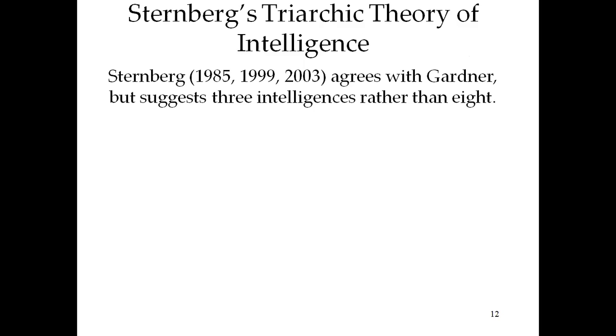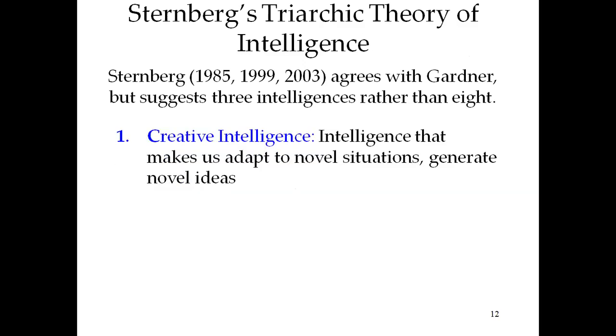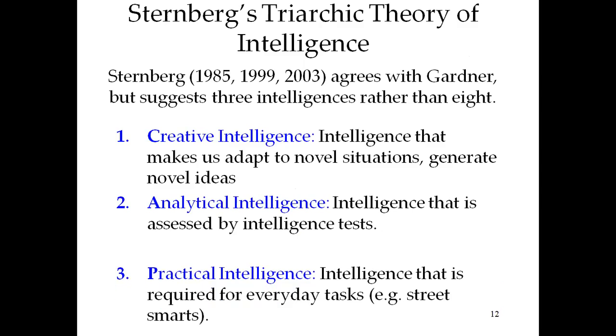And the other person, Sternberg, with his theory of intelligence, agrees with Gardner but suggests 3 intelligences rather than 8. He told, these are the 3 intelligence types, not 8. One thing is creative intelligence. That means adapting to novel situations and generating novel ideas. That means your thing called creativity, right? People have creativity.